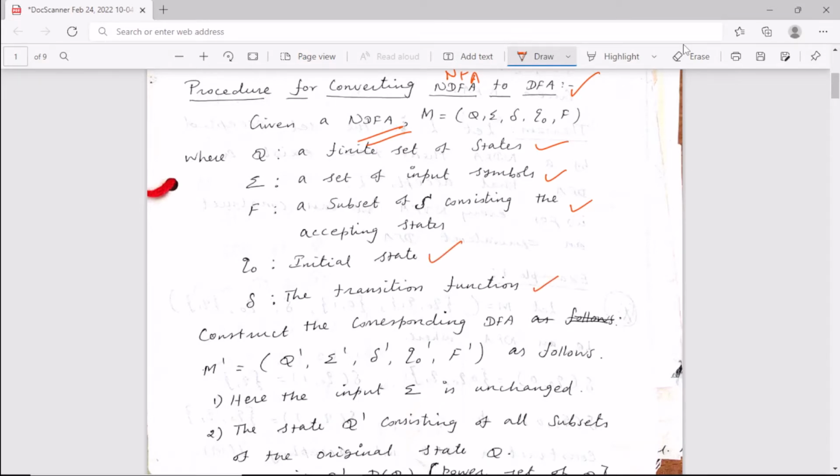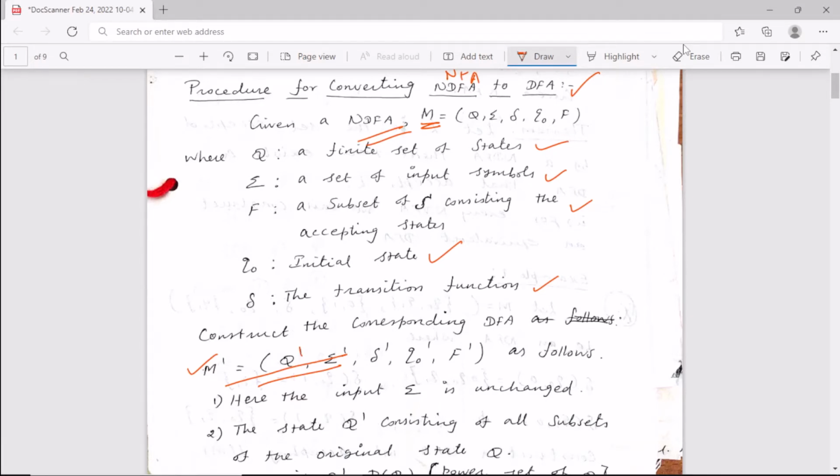So for this NFA, you can convert to the equivalent DFA. For every NFA, we can construct an equivalent DFA. For differentiation purpose, I make use of M dash. Here we make use of M to represent an NFA. So M dash is equal to Q dash, sigma dash, delta dash, Q naught dash, F dash, but with the same usual meaning of Q, sigma, delta, Q naught, F. Only for differentiation purpose we use the dash.